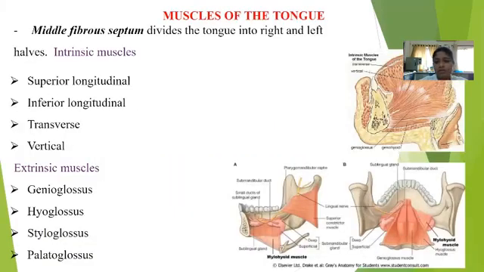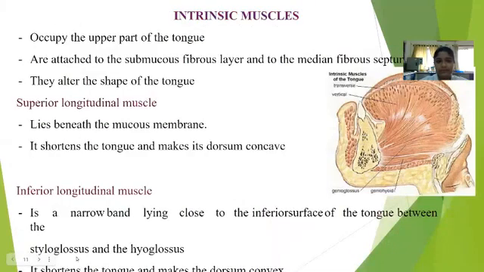So coming to the muscles of the tongue, the median fibrous septum divides the tongue into right and left halves. The muscles are divided into intrinsic muscles and extrinsic muscles. We have four intrinsic muscles and four extrinsic muscles. The intrinsic muscles are superior longitudinal, inferior longitudinal, transverse and vertical. The extrinsic muscles are genioglossus, hyoglossus, styloglossus and palatoglossus. The intrinsic muscles occupy the upper part of the tongue.